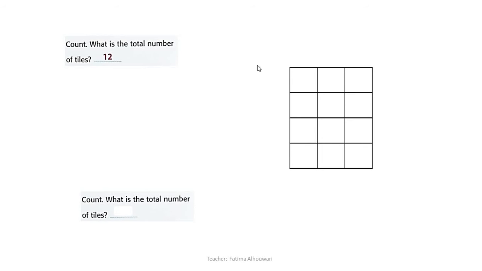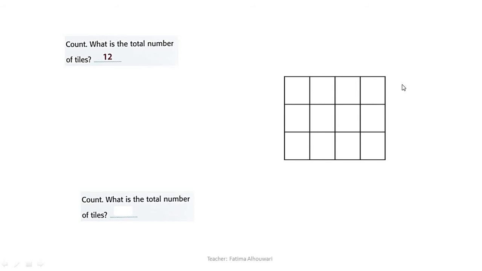Now, what do you think, grade 3? If we turn this array, what will we have? Just like this. Now we have a new array. We just turned the first one. So now, how many rows do we have in this array? 1, 2, 3. We have 3 rows. And how many tiles in each row? 1, 2, 3, and 4. So we have 3 rows with 4 tiles.